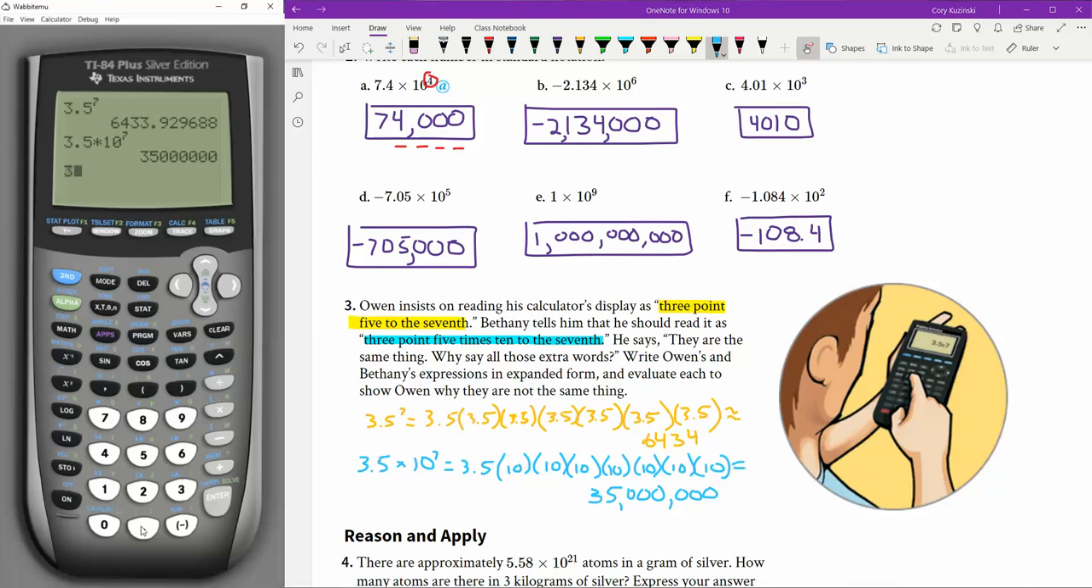By the way, I had the 3.5 and then second comma, or second, which puts that E in, which the calculator knows now that's times 10 to the power of blank. I'll put in the 7, and there it is, the same number, okay?